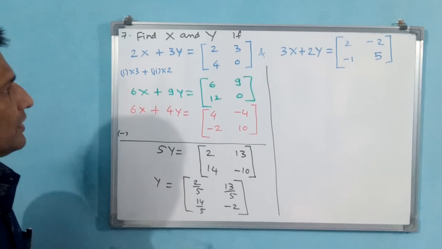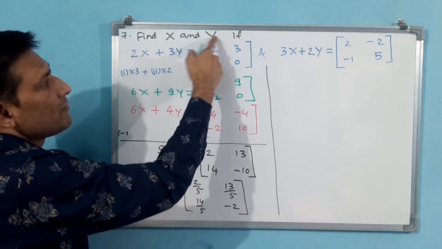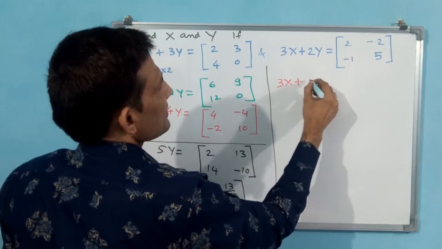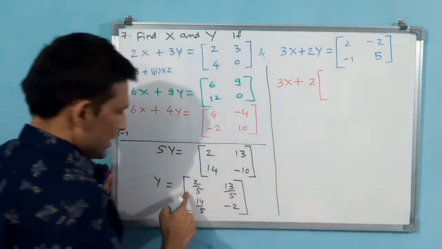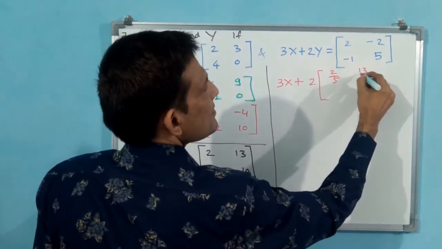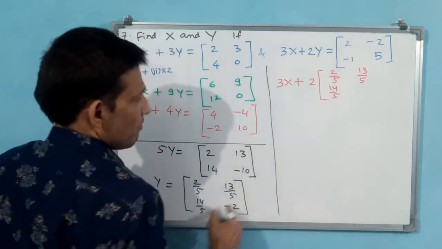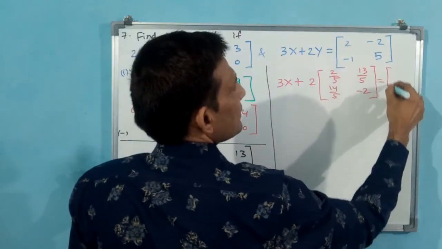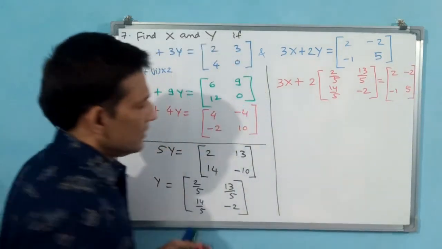What I am doing, you see, I am writing again 3x. Y has come already, we have to find x. We are finding x. 3x plus 2y. One time we will write 2 into y, meaning 2 by 5, 13 by 5, 14 by 5, minus 2, is equal to this one. 2 minus 2 minus 1, 5.